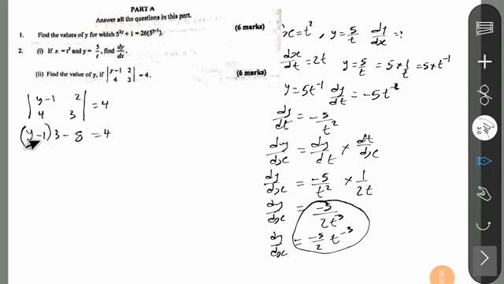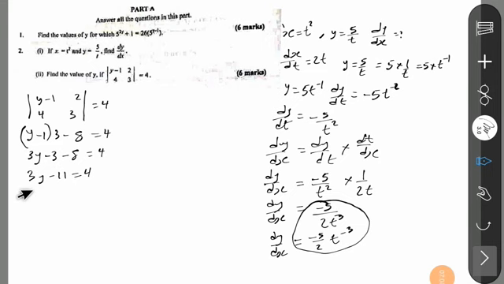In this place, let's open the bracket here. That is 3 times y, that gives us 3y, and 3 times 1, that is minus 3, minus 8, equal to 4. So now we have minus 3 minus 8, that gives us minus 11. So we have 3y minus 11 equal to 4. Now you collect like terms.